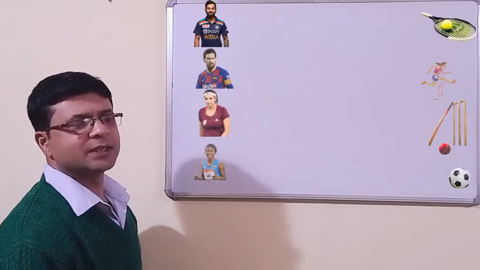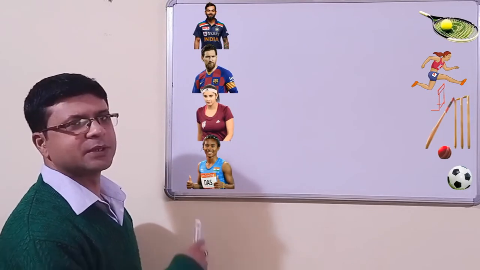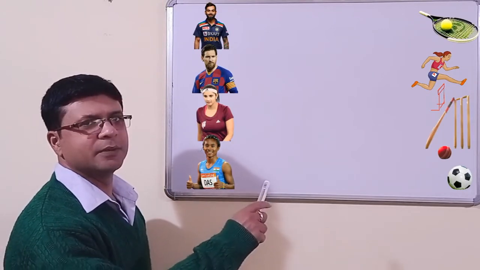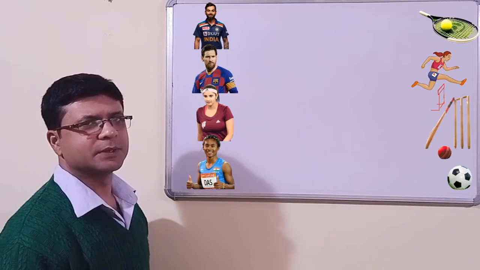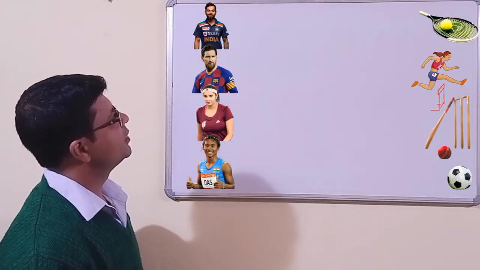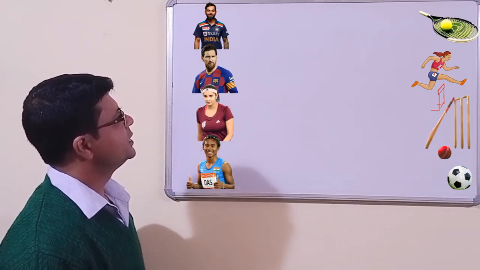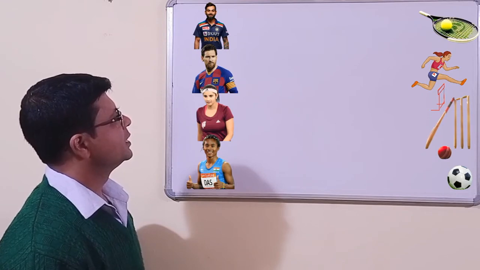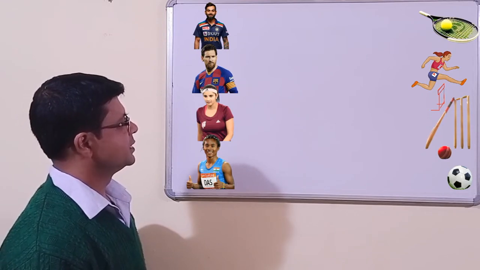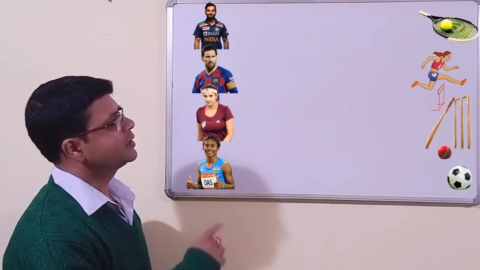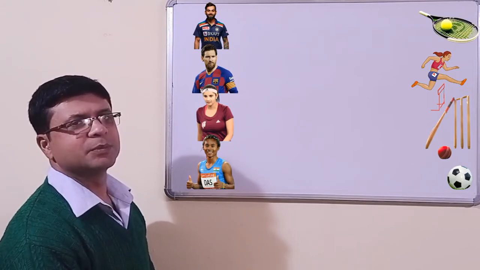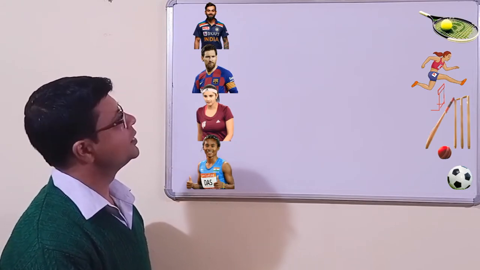Here, let us take some pictures. Pictures of some players and pictures of some sports or games. At first we have taken Virat Kohli, then Messi, then Sania Mirza, then Hima Das. And on that side, there are some sports or games. Now how will we relate them?